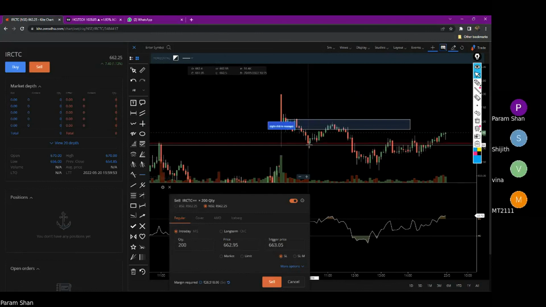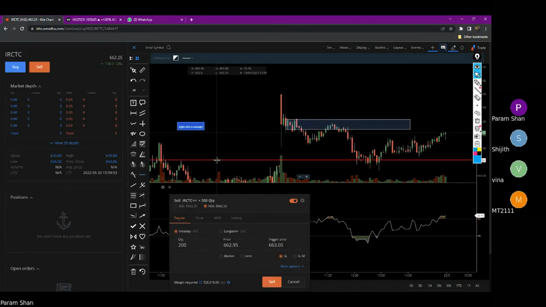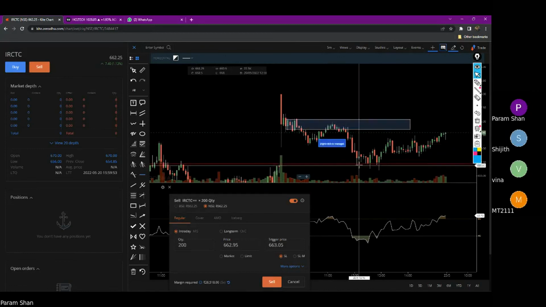But I did consider this area, precisely here, because this is a previous high and this is also an open price. So on the next wave, I got the price. Yeah, I did exit with profit.